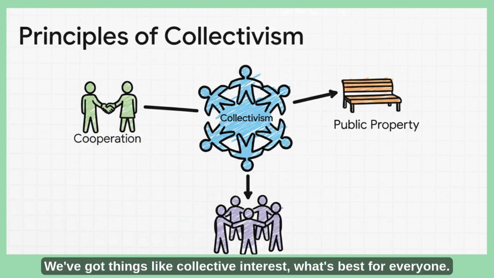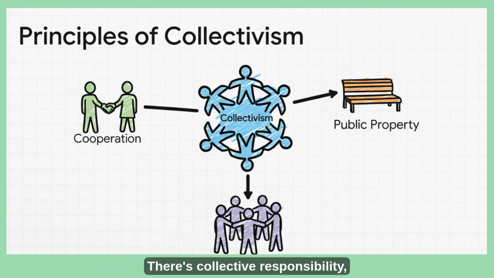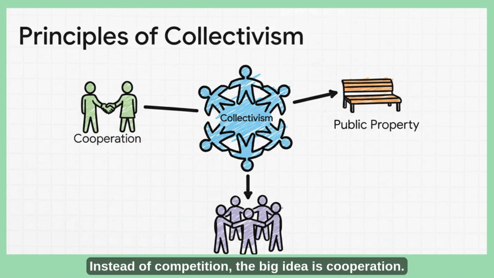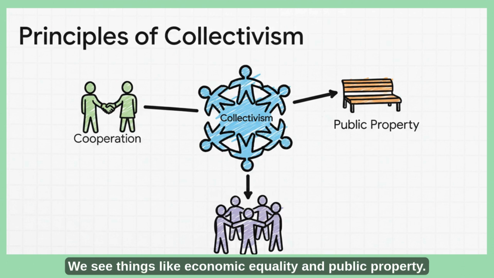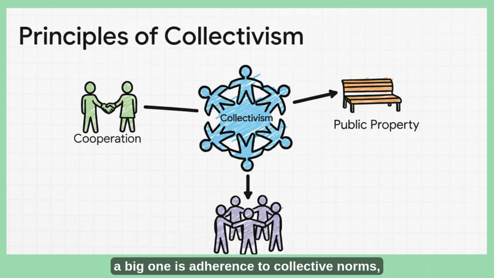We've got things like collective interest, what's best for everyone. There's collective responsibility, the idea that we're all in this together. Instead of competition, the big idea is cooperation. We see things like economic equality and public property. And finally, a big one is adherence to collective norms, basically following the group's shared values.